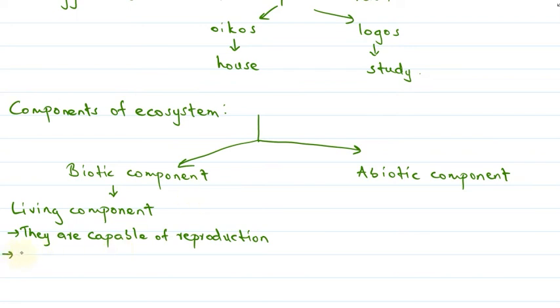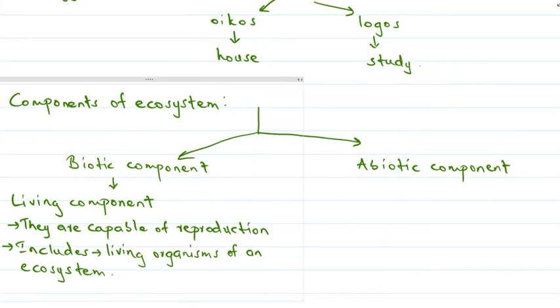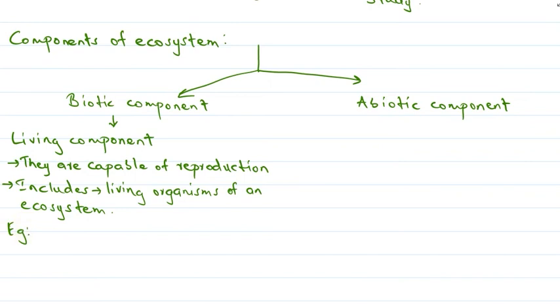Okay. Here, what does it include? It includes the living organisms of an ecosystem. So all the living organisms of an ecosystem are included under the biotic component. Okay, so let's take a few examples. Examples can include microorganisms, plants, animals, etc. Okay, so this is about the biotic component.